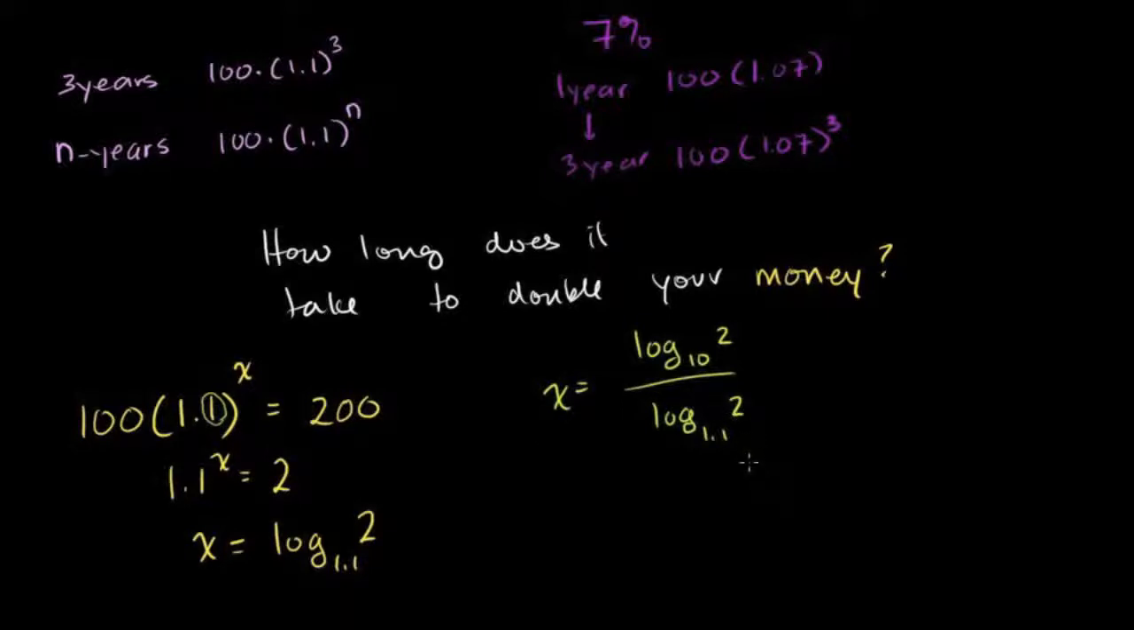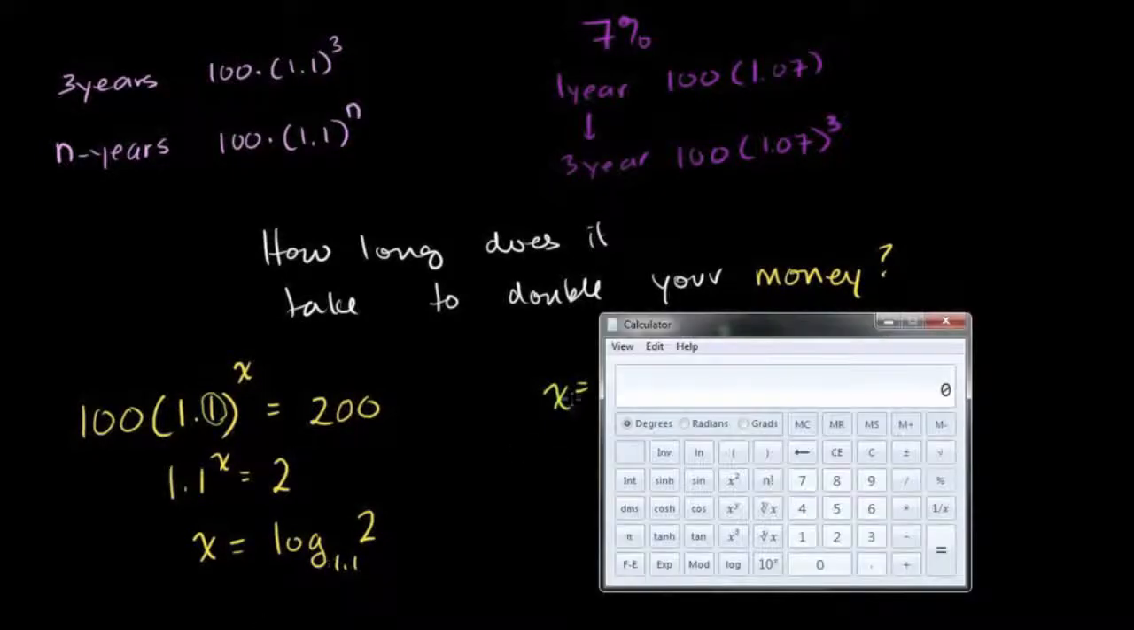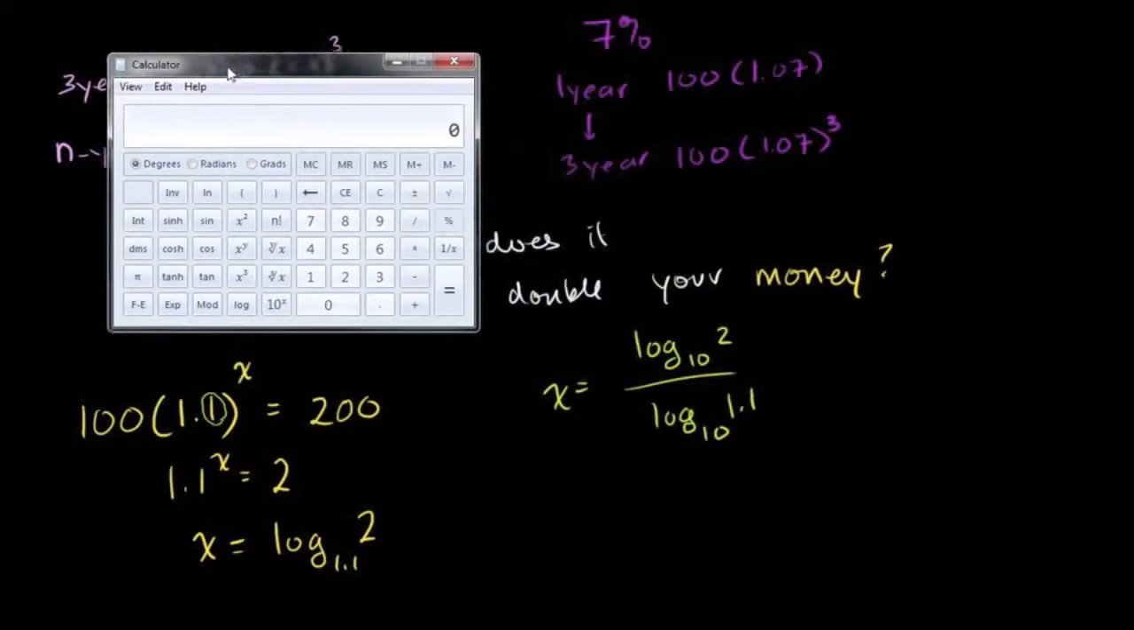Oh sorry, this should be log base 10 of 1.1. And I say this because most calculators have a log base 10 function. And these are equivalent, and I've proven it in other videos. So in order to say how long does it take to double my money at 10% a year, you'd have to put that in your calculator. And let's try it out right here.